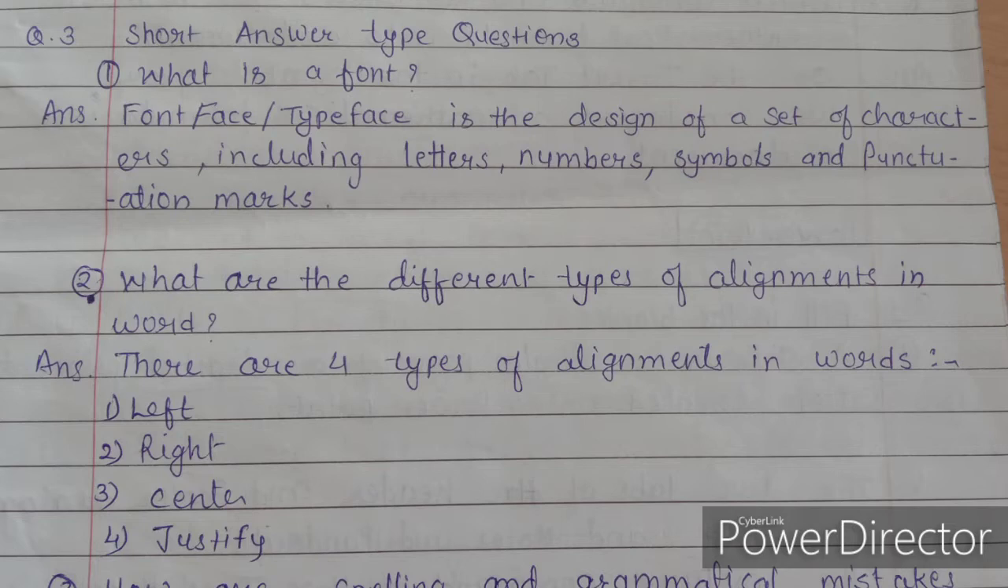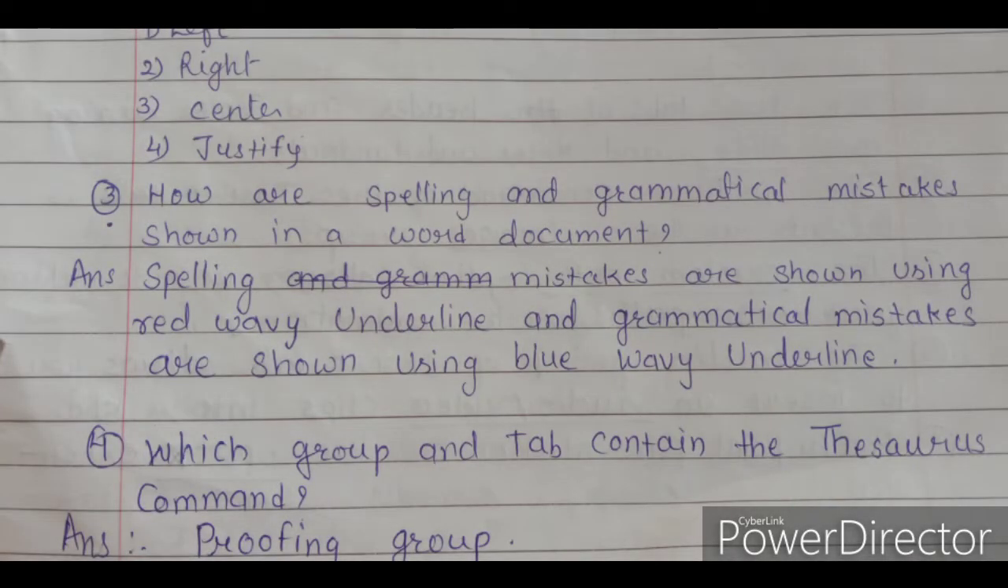Font face or font typeface is a design of a set of characters, including letters, numbers, symbols and punctuation marks. What are the different types of alignment in Word? There are 4 types of alignment in Word: left, right, center, justify. How are spelling and grammatical mistakes shown in a Word document? Spelling mistakes are shown using a red wave underline and grammatical mistakes are shown using a blue wave underline.